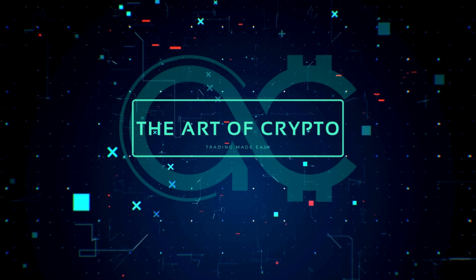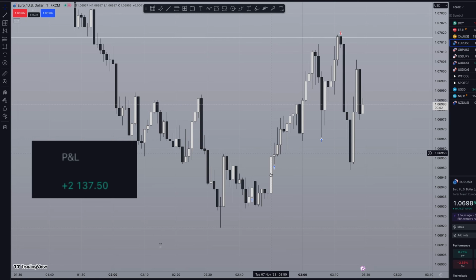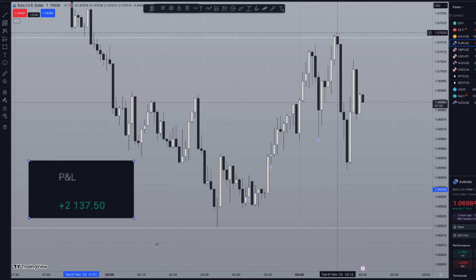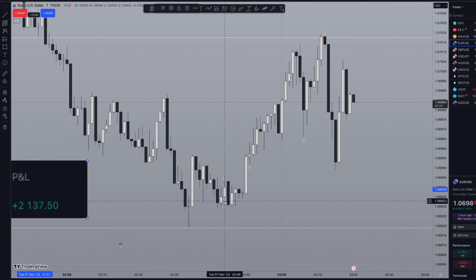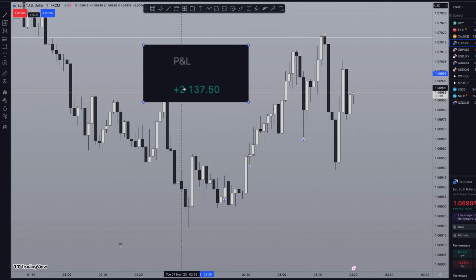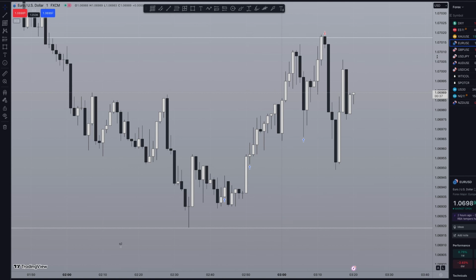Hey guys, just recording this trade breakdown here. Literally just closed the trade a little bit ago. As you can see on the chart, this is a live chart. And yes, basically the trade opened and closed within a period of about 20 to 25 minutes. I'm breaking this down so that you guys too can replicate this in your trading and also make 2K in about 25 minutes.